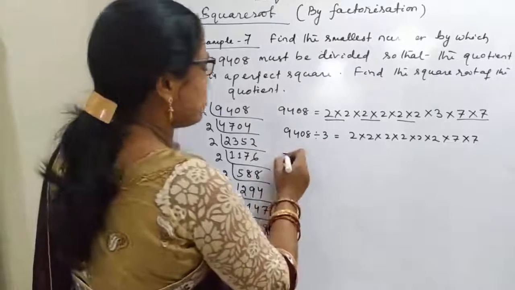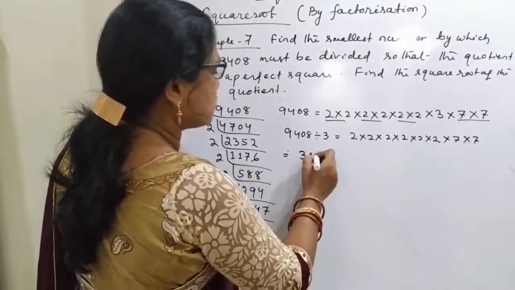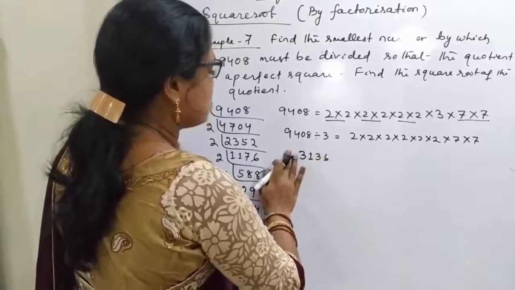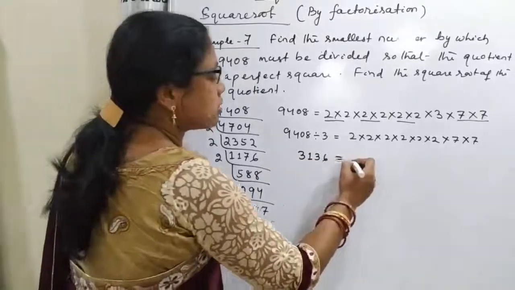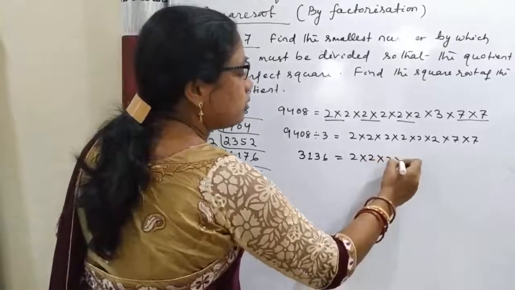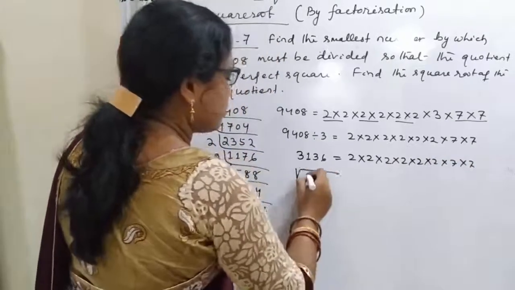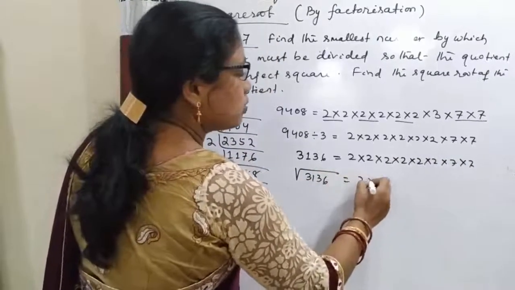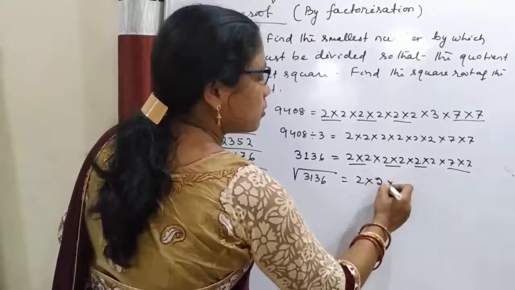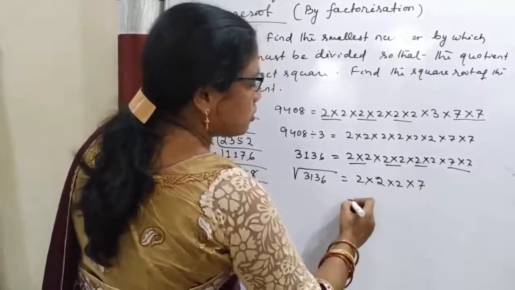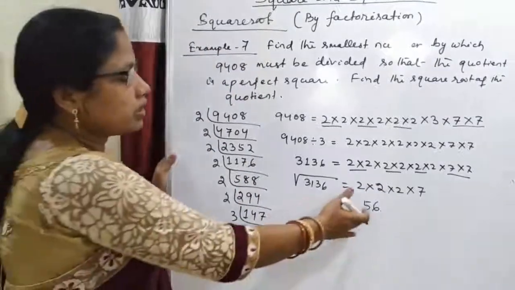So what is that number? That becomes 3136, which is equal to 2 multiplied with 2. So like this. So the square root of 3136 is equal to, so you have to pair, this is equal to 56. So the square root of the quotient is 56.